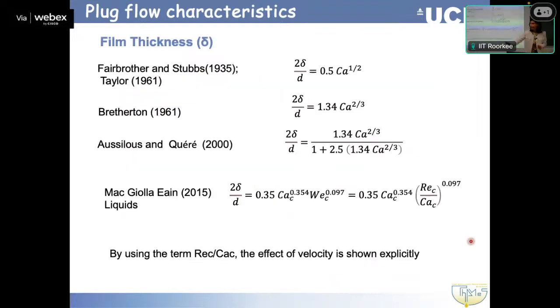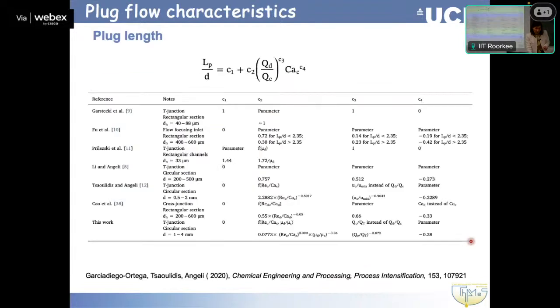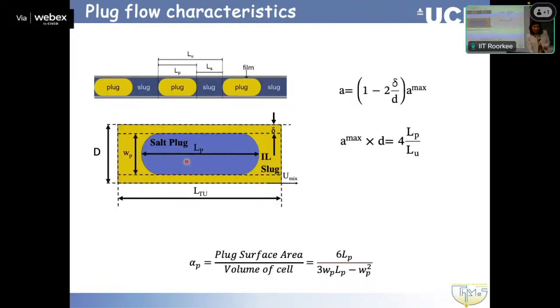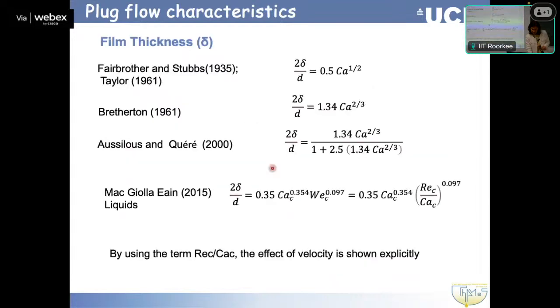Especially if you use something a little more specific, like for a liquid case or the right range of the capillary numbers, which means that if you have a film thickness and some plug length from other experimental correlations, you can calculate the interfacial area with these assumptions that you have a cylindrical body and circular ends.